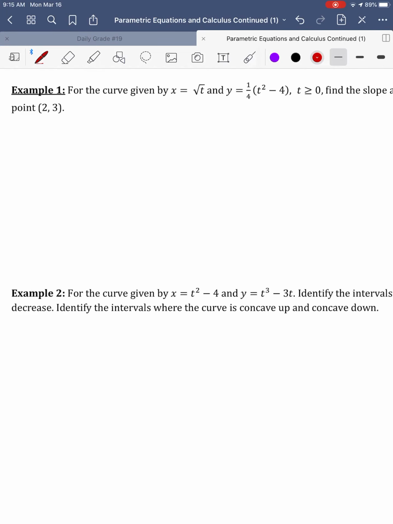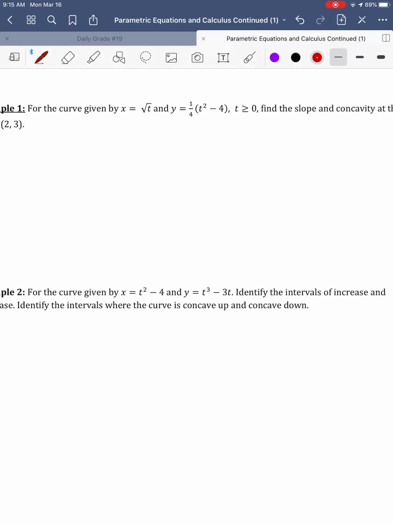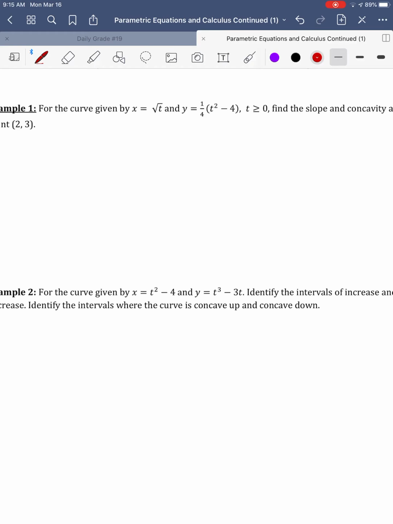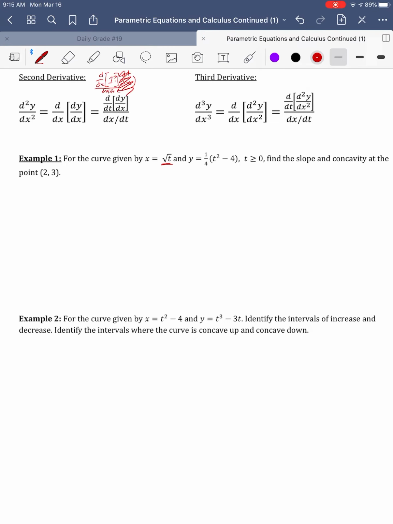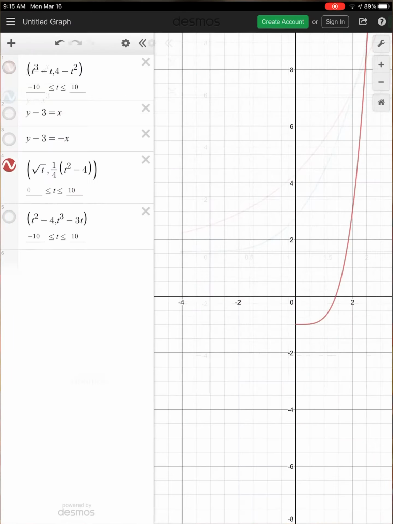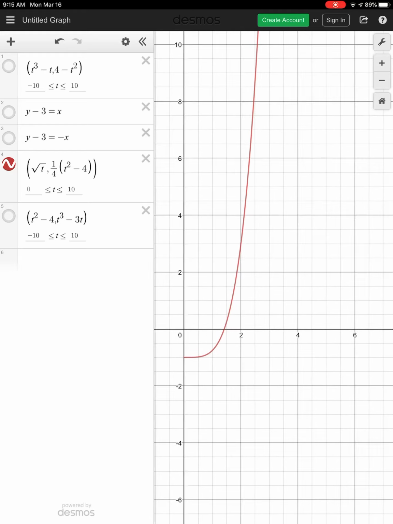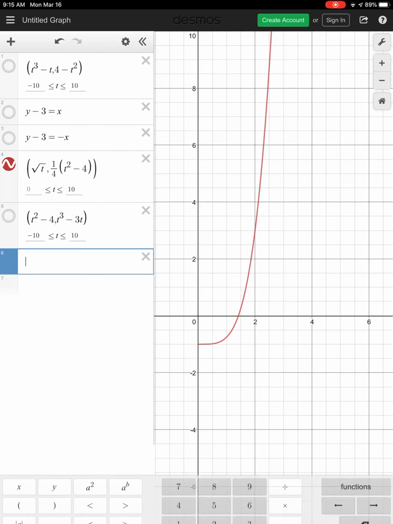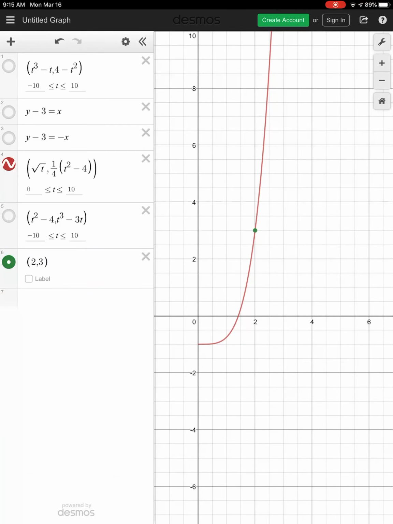So, for example 1, it says for the curve given by x equals the square root of t, and y is this, t is positive. t has to be positive because it's the square root of t, so you can't take square roots of negative numbers. It says find the slope and concavity at a point. All right, so let's look at this picture. It's pretty bland, but I'm trying to find the slope and the concavity at the point (2, 3).